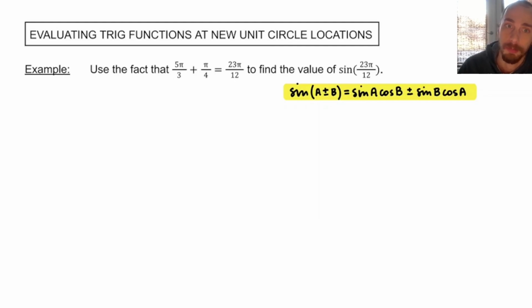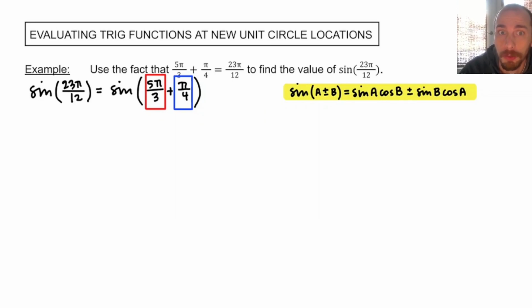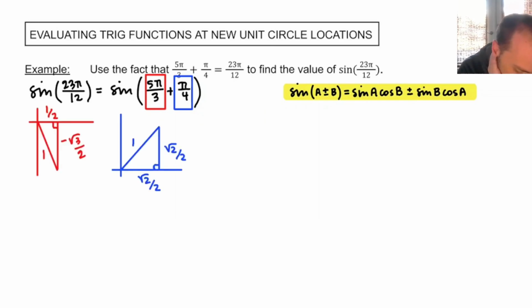Okay, so I'm just going to bring that in from what we had before. Sine of 23 pi over 12, I'm going to compute by thinking of it as sine of 5 pi over 3 plus pi over 4. I'm going to designate these as my A and my B. 5 pi over 3 will be red, that's A, and pi over 4 in blue will be B. Then I'm going to need a trig diagram for each of those angles. 5 pi over 3 has a pi over 3 reference angle in the fourth quadrant, and pi over 4 would be a 45, 45, 90 in the first quadrant.